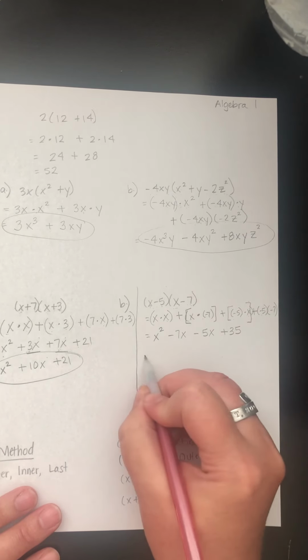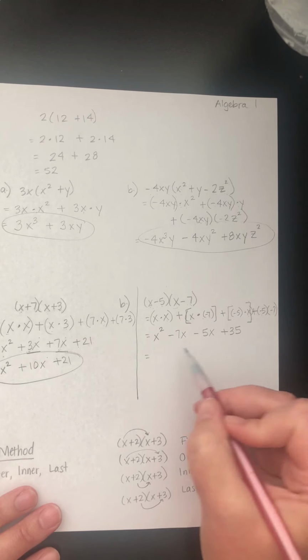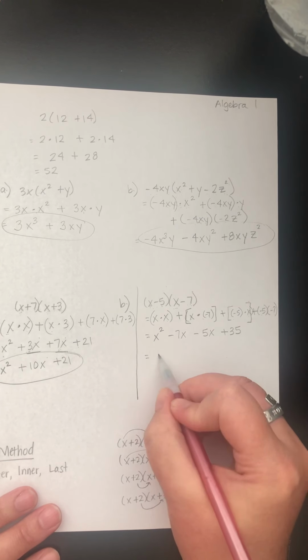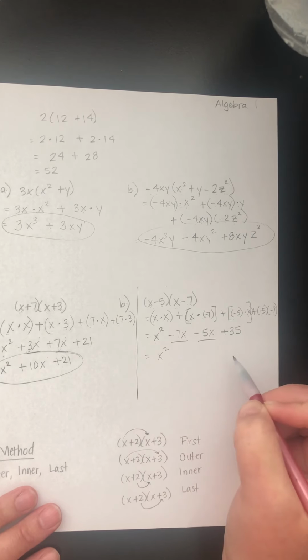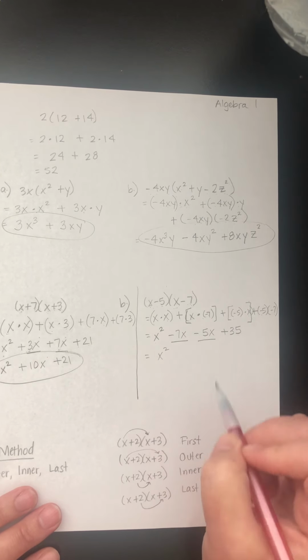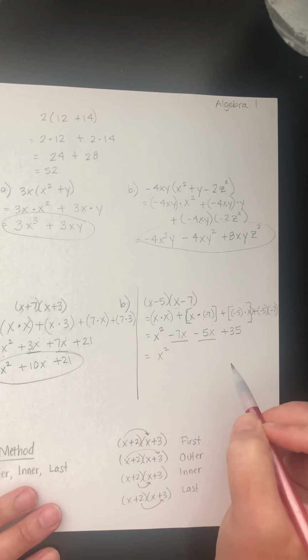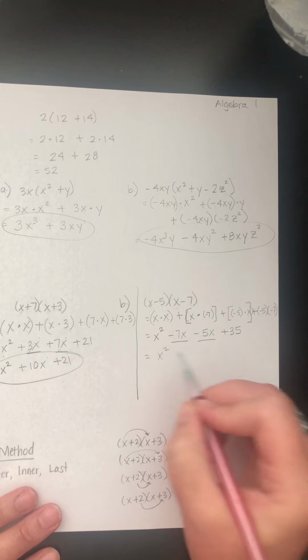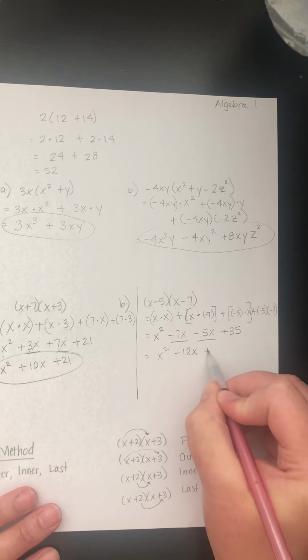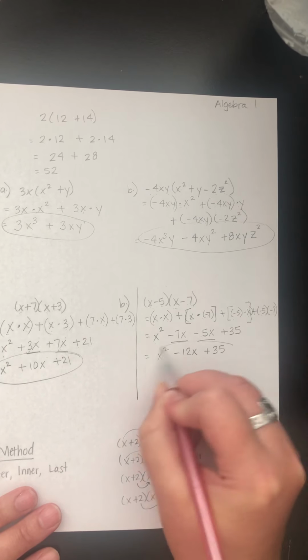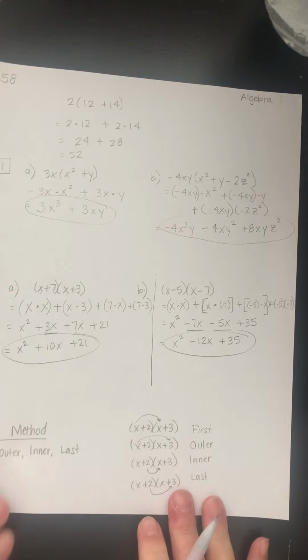Any like terms, we're going to add them together. We're going to combine them. This is the only x squared term. It's going to stay the same. But we have negative 7x and negative 5x. Just pretend like they're positives. What's 7 plus 5? It's 12. But since they're both negative, it's going to be negative 12. And then plus 35. So that's the answer for that.